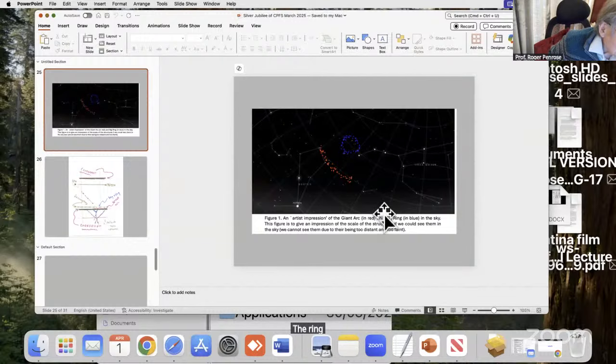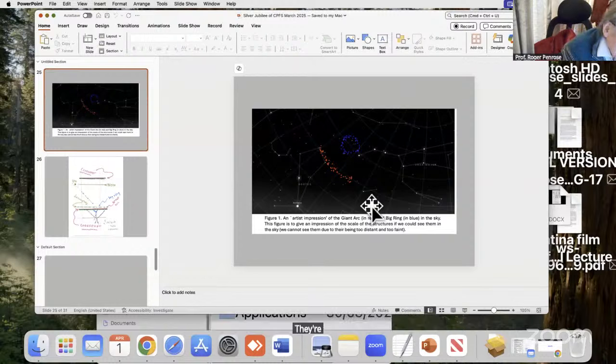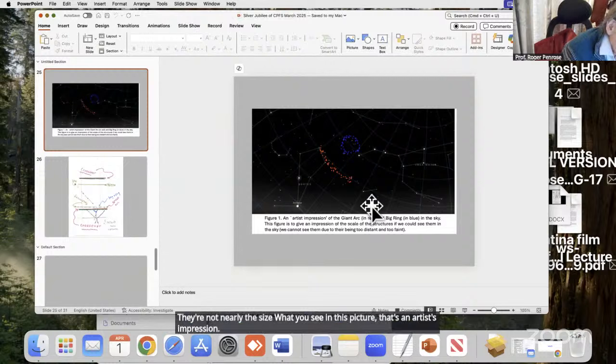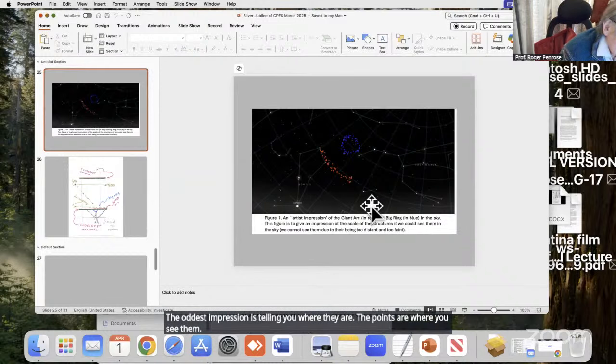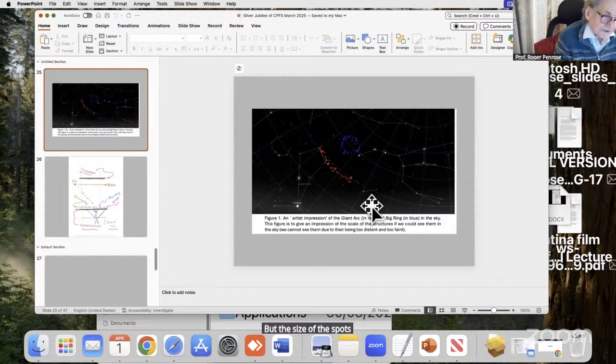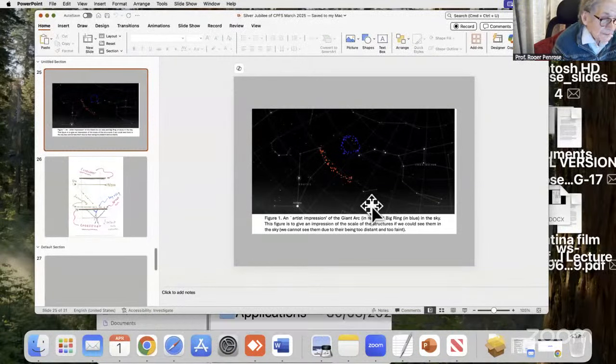I should explain the picture here, as Alexia was making clear to me, that the points that you see here are far, far too big. They're not nearly the size that you see in this picture. That's an artist's impression. The artist's impression is telling you where they are. The points are where you see them, but the size of the spots is nothing like what you would actually see. Those little pinpricks would be the points that represent the black hole.